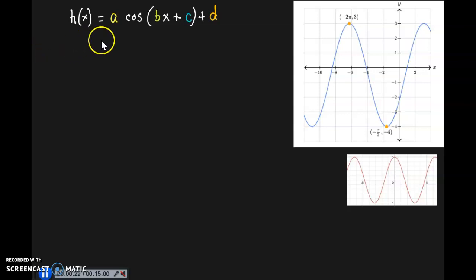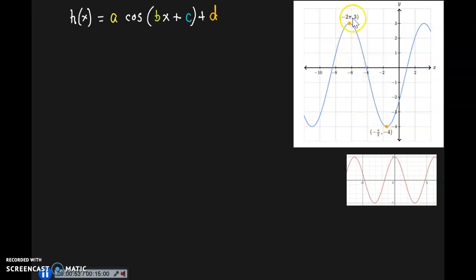So the first thing we're going to look for, it basically says here we got a cosine function and here's the graph of it and write down what h of x is. And so it's basically asking what's a, what's b, what's c, and what's d. So we know that a is the amplitude. To find the amplitude, we know that the amplitude is the distance from the highest or lowest point to the middle line. And since we have the highest point, the lowest point, we know that the vertical distance between these two is twice the amplitude.